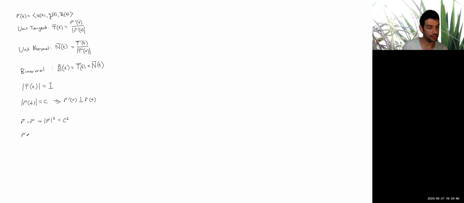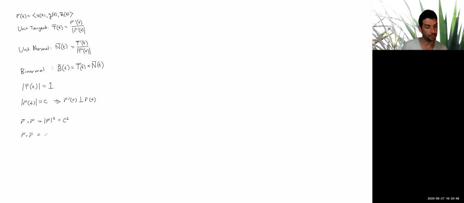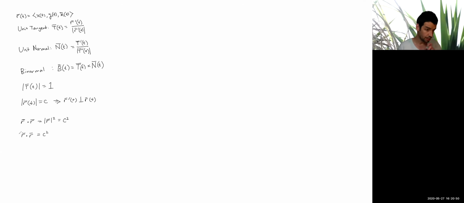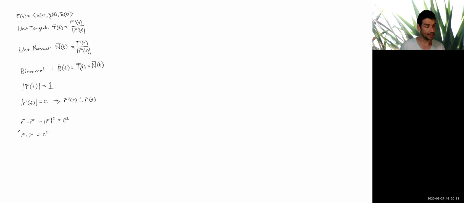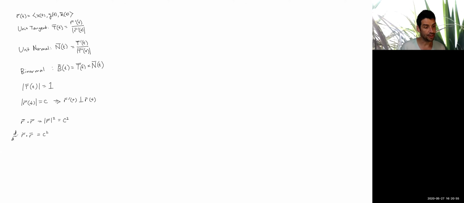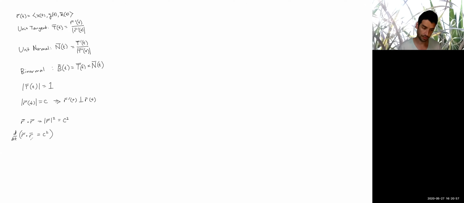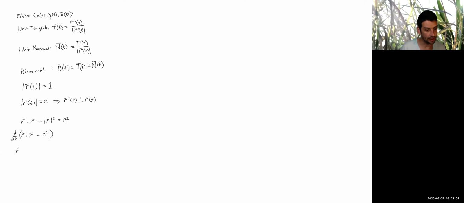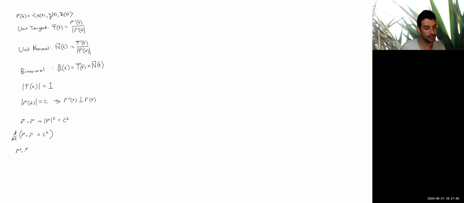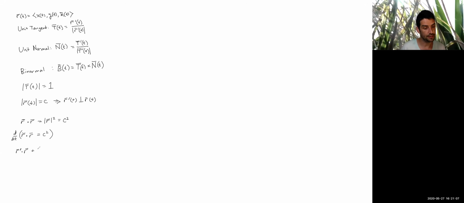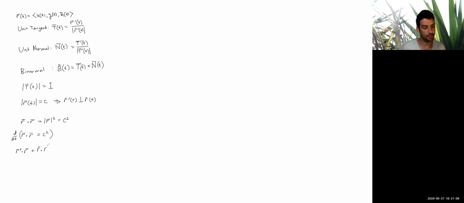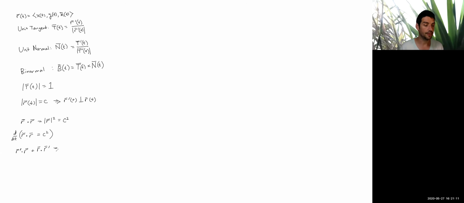So r dotted with itself has to be c squared. Now what we're going to do is take the derivative of both sides of this equation. If you remember, there is a product rule for dot products and derivatives. We get r prime dotted with r plus r dotted with r prime on the left.